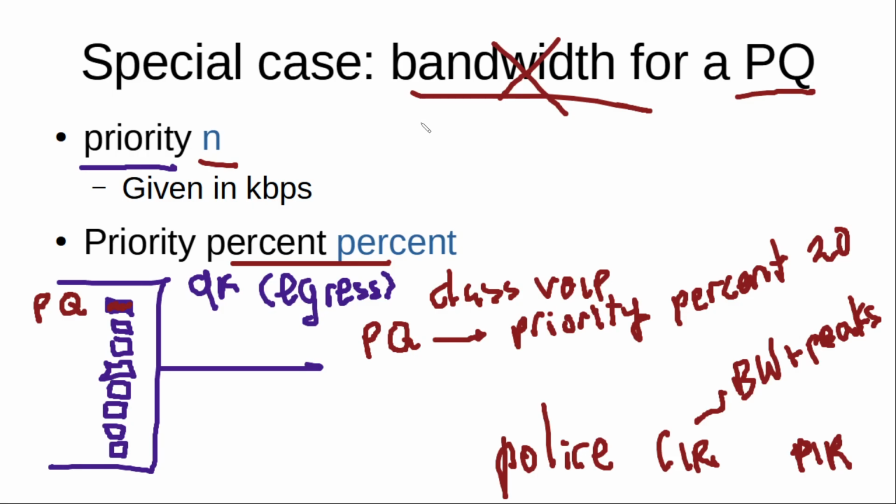Remember, you can use the command bandwidth, you can use the command police, and for the classes that are going to use a priority queue, you are going to use the command priority to allocate bandwidth. Let's go to see some examples.